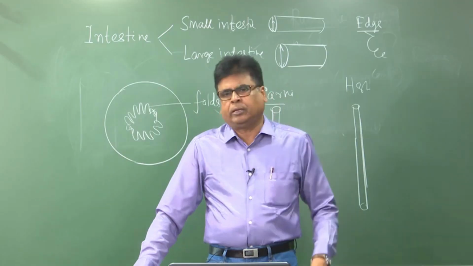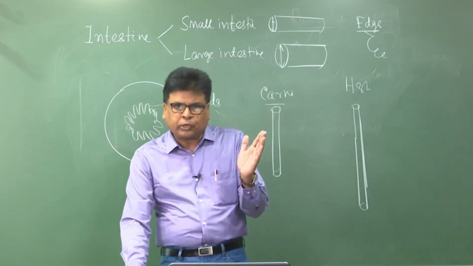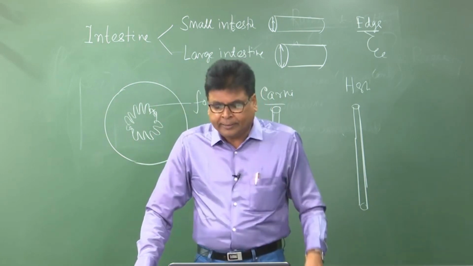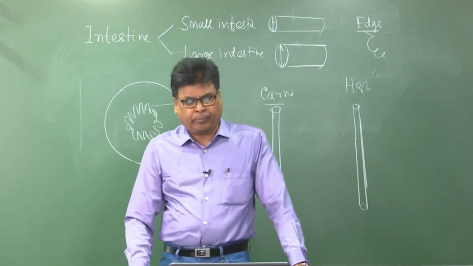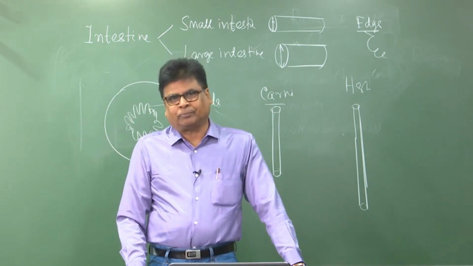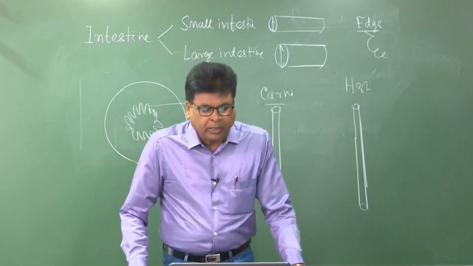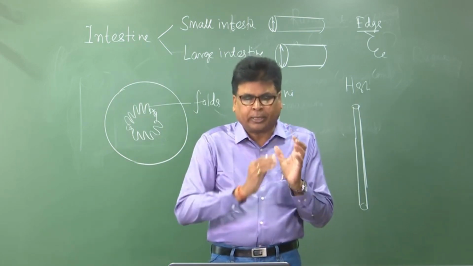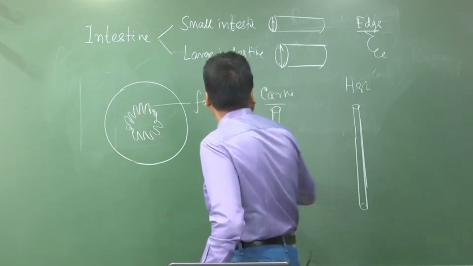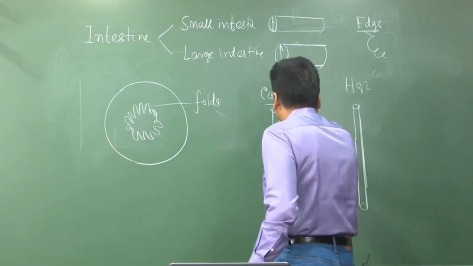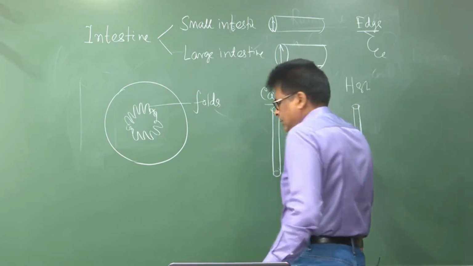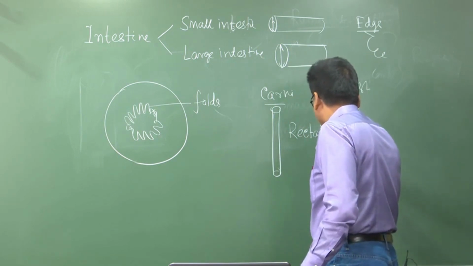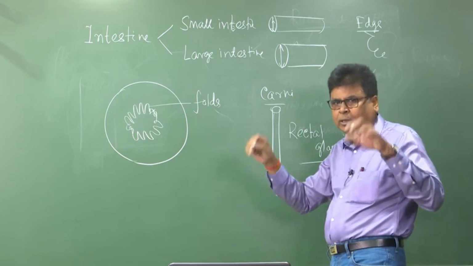In case of the elasmobranch, what happens? The intestine then passes into a tube that has a lesser diameter, and that is known as rectum. The rectum is connected with a bladder-like structure, and that bladder-like structure, in case of elasmobranch, is known as rectal gland. So, this is a gland, the rectal gland. This is not rectum, this is known as rectal gland.